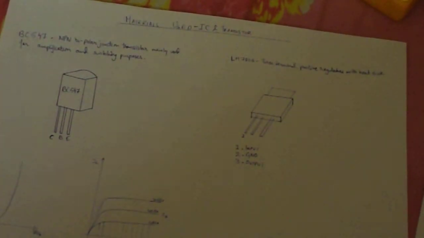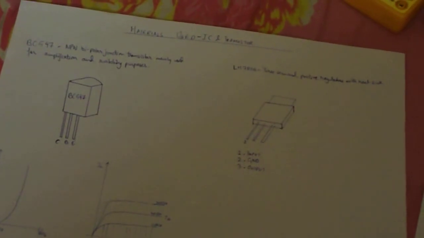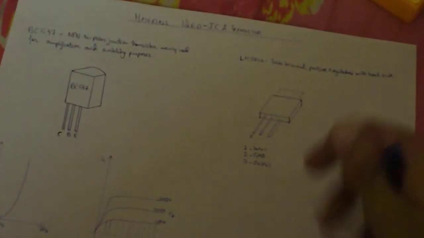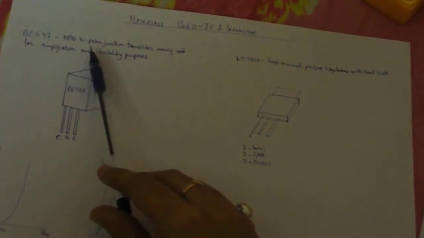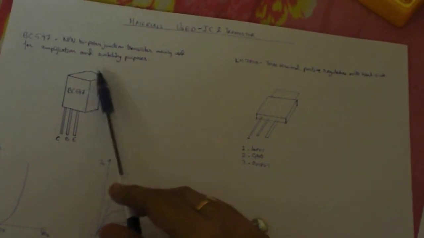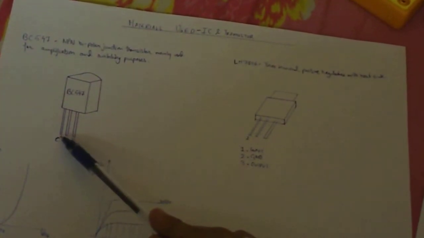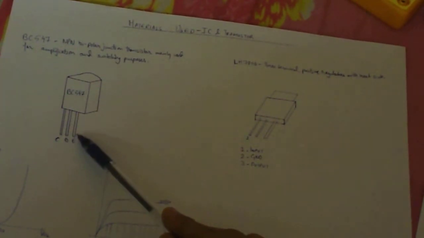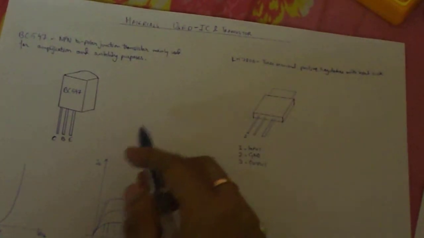So next up we have the ICs and the transistors. The transistor I've used is a Fairchild BC547. This is an NPN bipolar junction transistor, mainly used for amplification and switching purposes. So here we are using it for switching purposes. This is the pin diagram of the transistor, the CBE, collector, base and emitter. So how does a transistor really work?